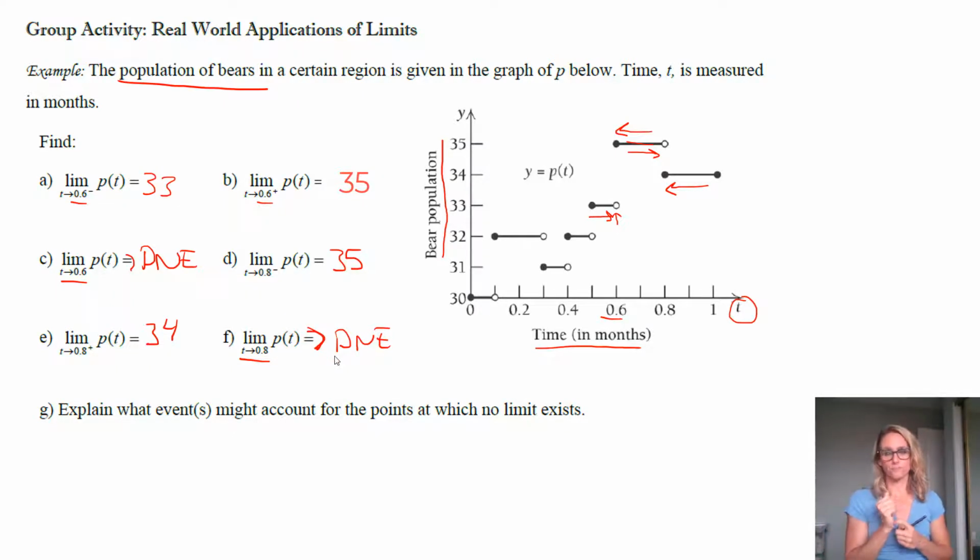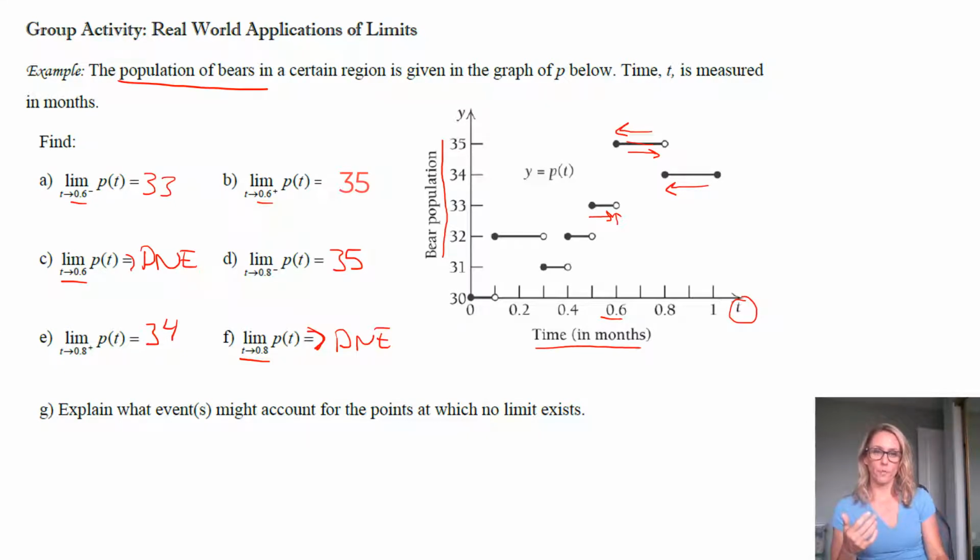does not exist. So for part G, where it says explain what events might account for the points at which no limit exists, in that case, we really just want to be thinking about the fact that this is essentially what's called a step function because it has these jumps in it. And so there's a value and then the next value is really low or high, depending on how much it's going up or down.